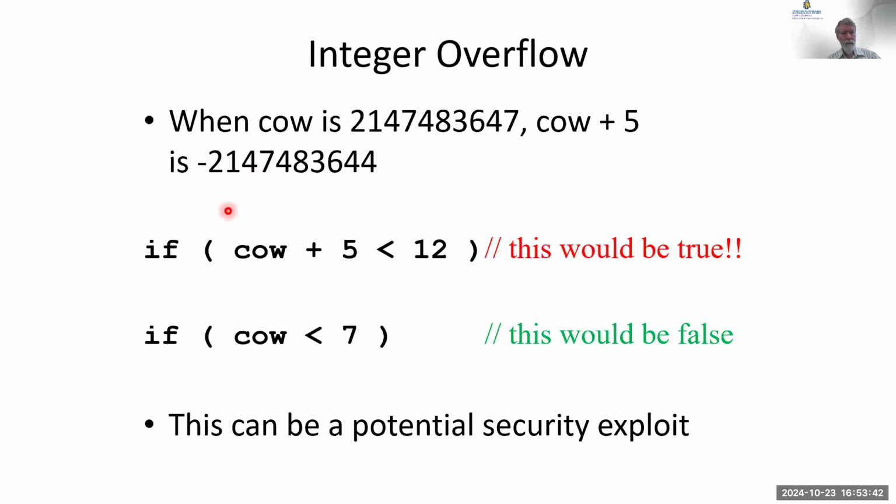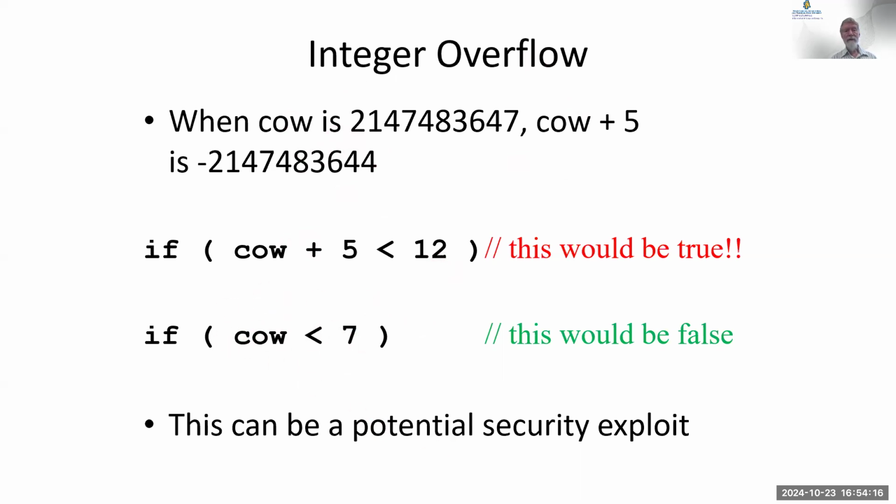So if you wrote this and somebody entered the great big number, then this would be true because cow plus 5 would become a very large negative number. And so that would count as true, even though this is a positive number. If you had done some algebra beforehand, instead of saying cow plus 5 is less than 12, just say cow is less than 7, then it would work out correctly. This would be false because the great big number, of course, would not be less than 7.